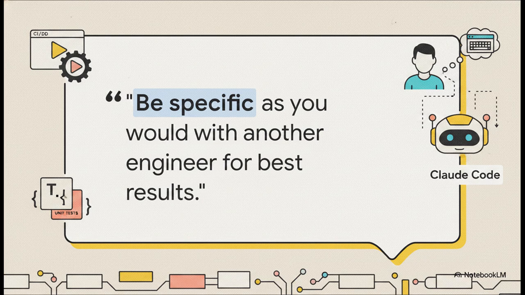Be as specific as you would with another engineer for best results. This is absolutely crucial when prompting Claude Code for complex tasks like generating a CI/CD pipeline. Don't just type, add tests. Instead, try something like, create a set of unit tests using PyTest, utilizing mock data to test that these specific endpoints return the correct JSON structure. If you treat Claude like an intelligent colleague who just needs clear instructions, the output is breathtakingly accurate.